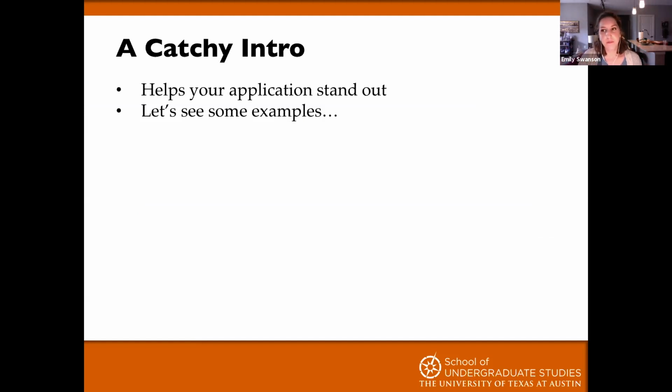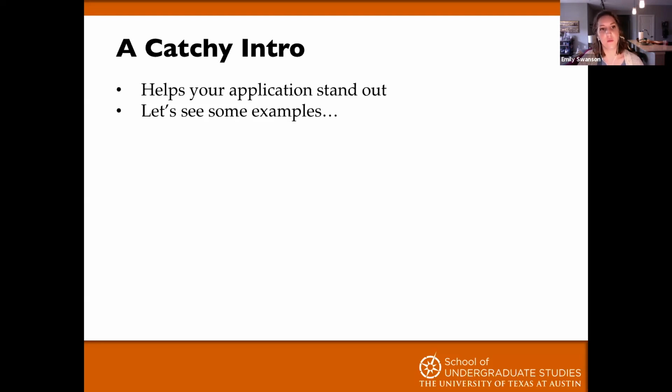Mainly, you just don't want to start your essay with, "I want to be in computer science because blah, blah, blah," because that committee is going to read many, many applications that read exactly the same. So you want to stand out a little bit, but you also want it to be very relevant to whatever it is that you're applying for. So no fluff in that.